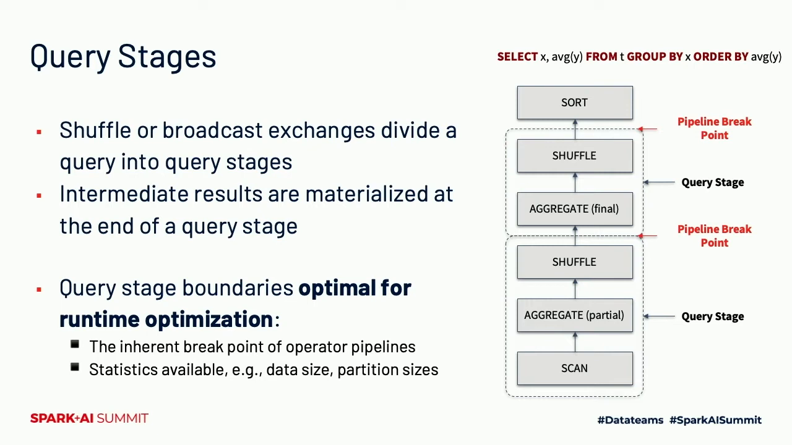To answer this question, let's first look into the execution flow of Spark operators. Spark operators are usually executed in a completely distributed and pipeline fashion except exchange operators like shuffle or broadcast. Shuffle or broadcast exchanges break the pipeline and divide a query into query stages. One query stage usually maps to a Spark job or Spark stage. At the end of each query stage, intermediate results are materialized on disks so that it can be copied and transferred across the network to form a new distribution as required by the next query stage.